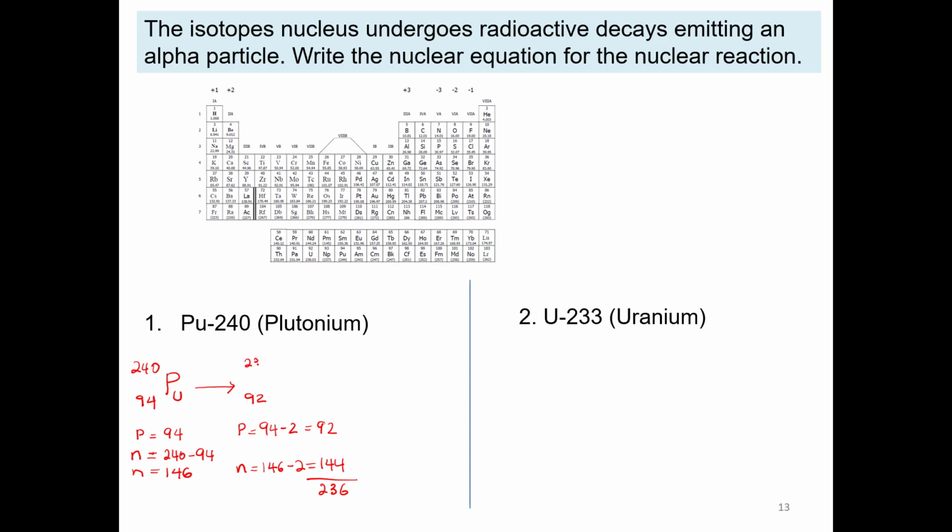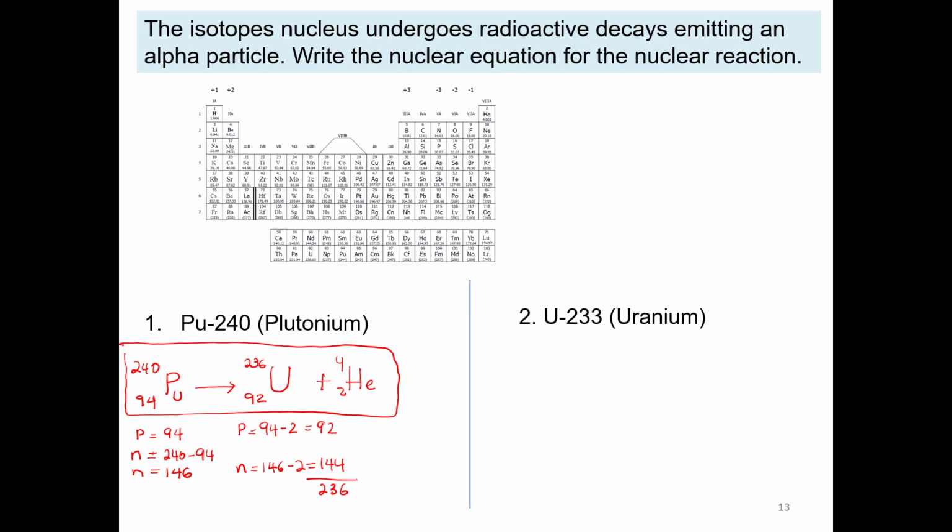We don't know what the element is here, plus the alpha particle. To know what is the element in the products, we will use the periodic table. Let's see, 92 corresponds to uranium. Then in this case, we had uranium in the products. And this corresponds to the nuclear equation for this reaction, for the alpha decay of the plutonium.